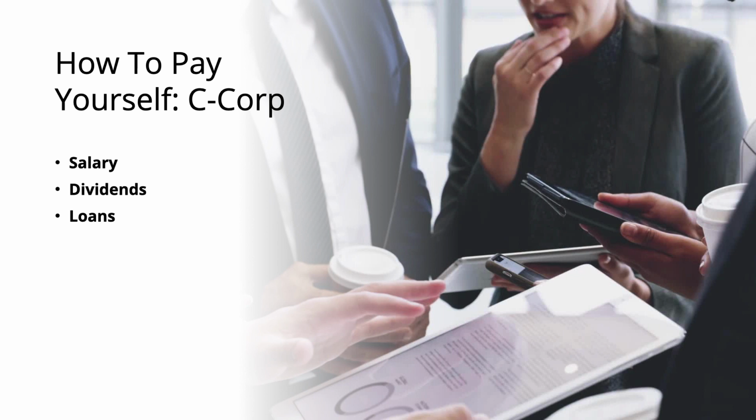So the most common way for business owners to pay themselves as a C corporation is through a salary. The owner can set themselves up as an employee of the company and receive regular paychecks just like any other employee. The salary must be reasonable again and based on the work the owner performs for the business. If you're working 10 hours a week, you're not going to get paid a 40-hour-a-week or full-time salary.